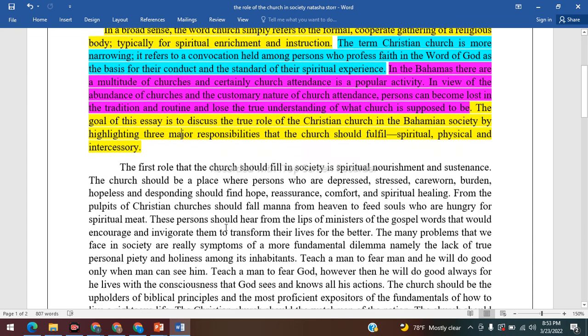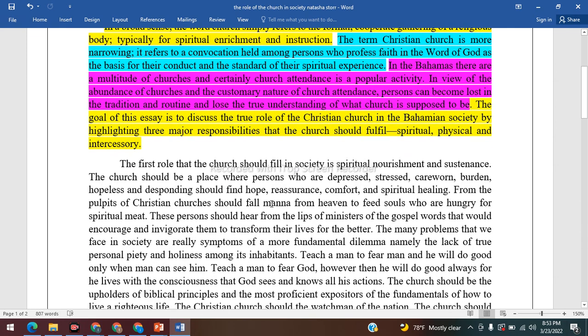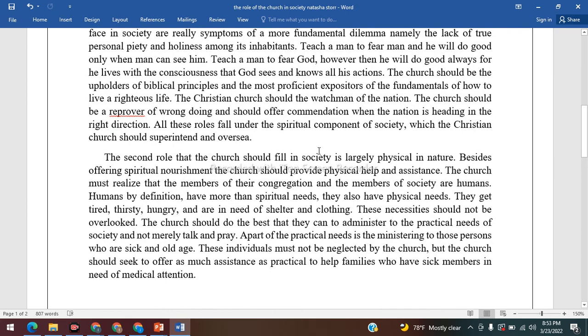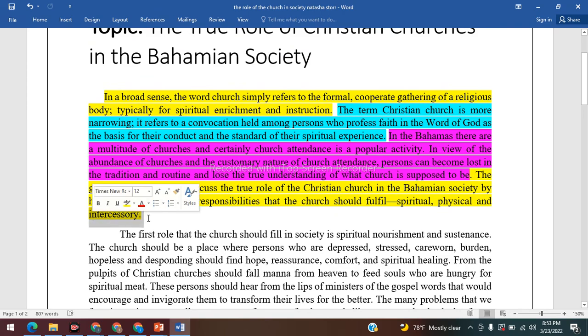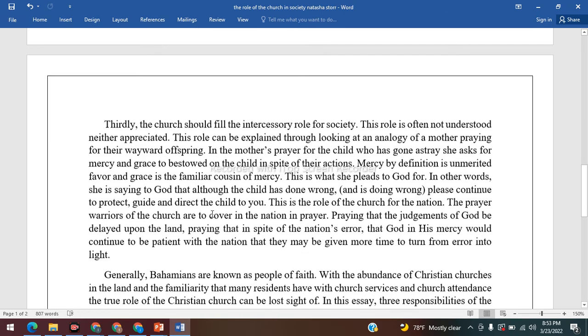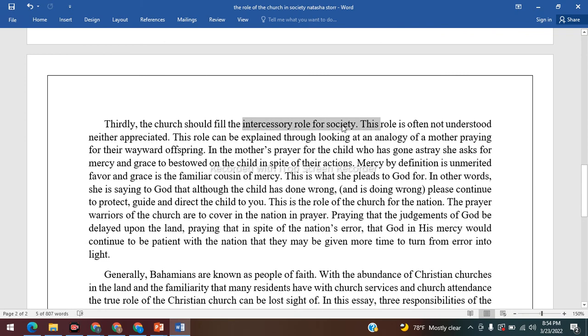And those points that I mentioned, I'm going to hit them point by point. So the first thing I mentioned is spiritual, and so the first thing in my first paragraph is spiritual nourishment. I mentioned physical, and so the second thing, in my second paragraph, I'm going to talk about what? And then I mentioned intercessory, and so in my third body paragraph, what it should fulfill, what? Intercessory role. Good.